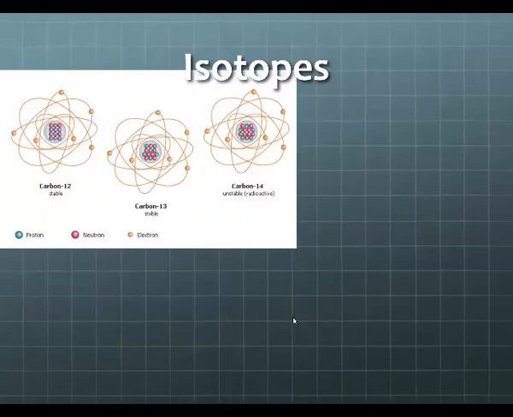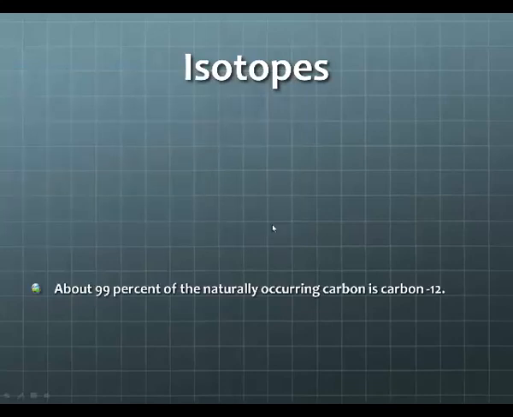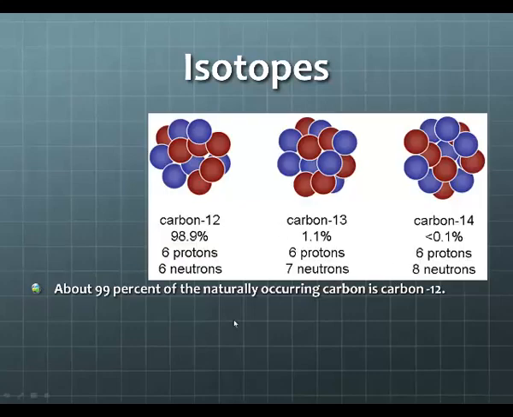This picture shows the different isotopes of carbon. Carbon-12, carbon-13, carbon-14. About 99% of the naturally occurring carbon is carbon-12. 99%, 6 protons, 6 neutrons. We do have situations where carbon-13 is found. It is 6 protons, 7 neutrons, and it occurs about 1.1% of the time. And finally, a very small portion is carbon-14, which is 6 protons and 8 neutrons.